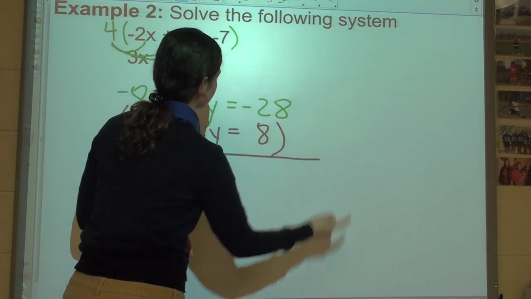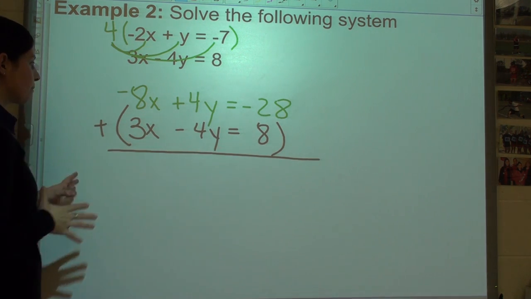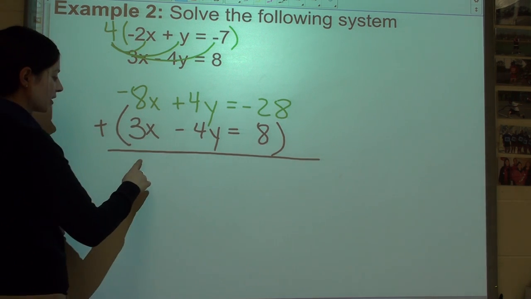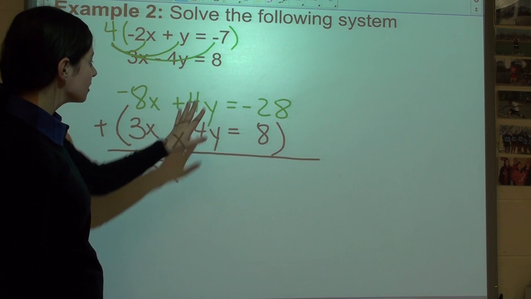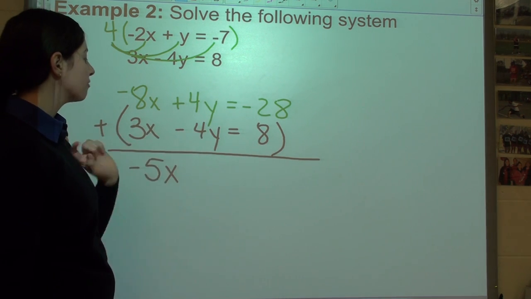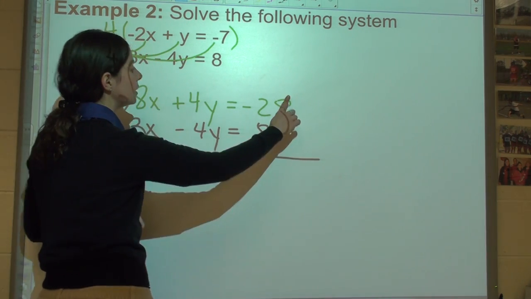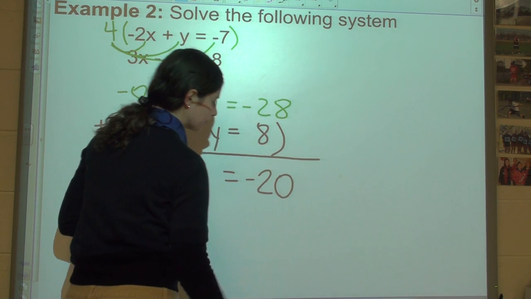So, what I want to do, since I have positive 4y minus 4y, is add both of these equations. Negative 8x plus 3x is going to give me a negative 5x. 4y plus negative 4y is 0, so it eliminates my variable. And then over here, negative 28 plus 8 gives me negative 20.